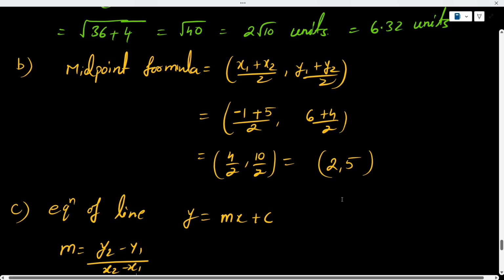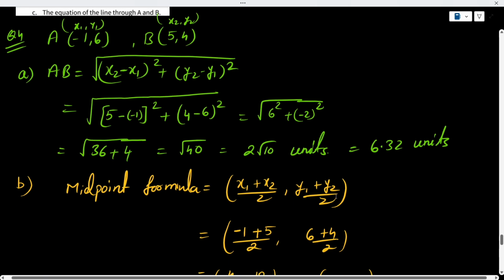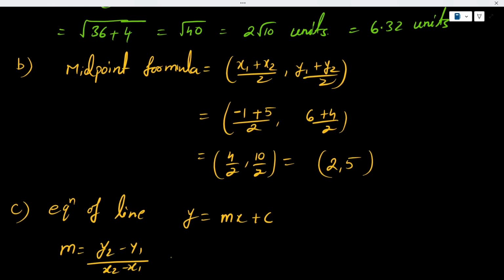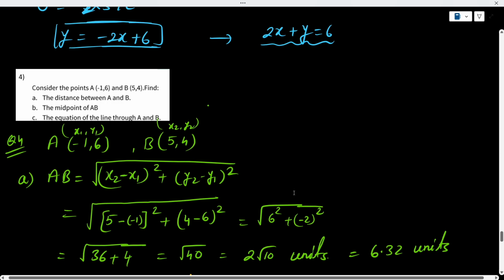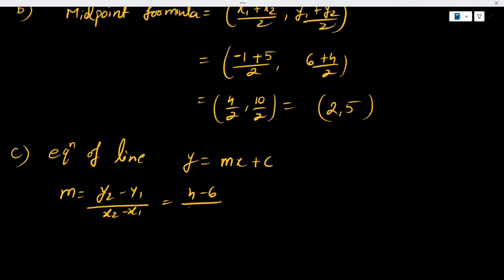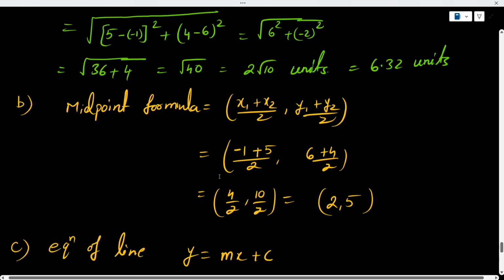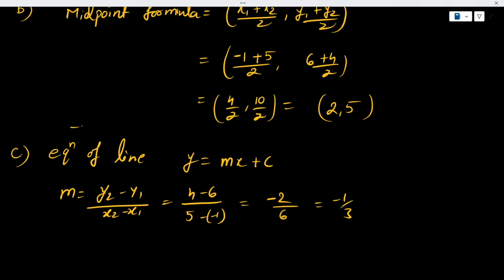So here what is y2? It is nothing but 4 minus 6. So you can write down here 4 minus 6 by x2 is 5 minus of -1. So here negative, negative, it is -2 by 6. So that is -1 by 3. You can write down the coordinates again here and you can do it -1 comma 6.